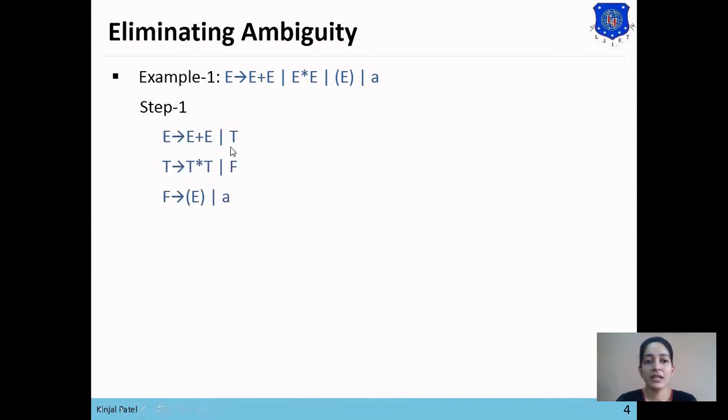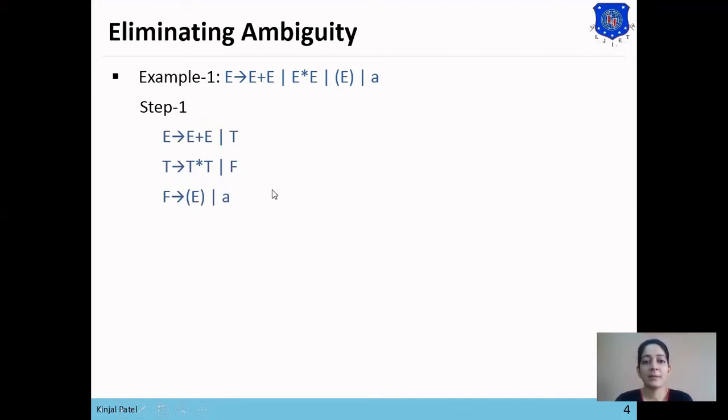We must start from the starting symbol. So we can derive E, then from E to T, and then we can derive star. And once we reach the star, we cannot derive plus, as T does not derive E. So here the problem of precedence has been solved.